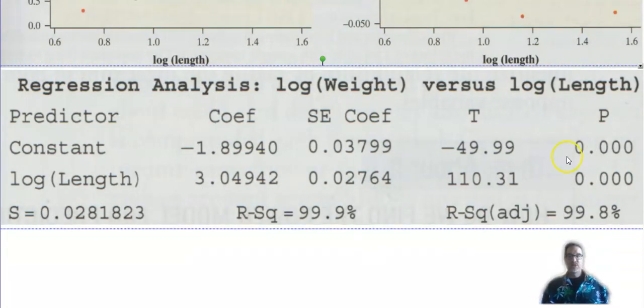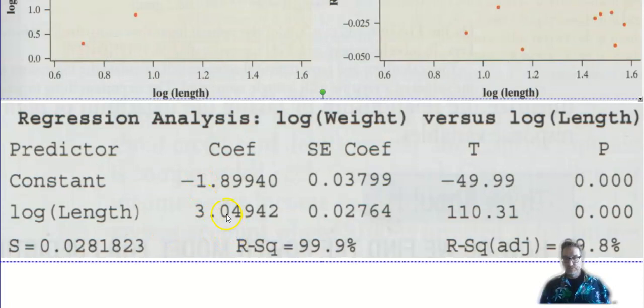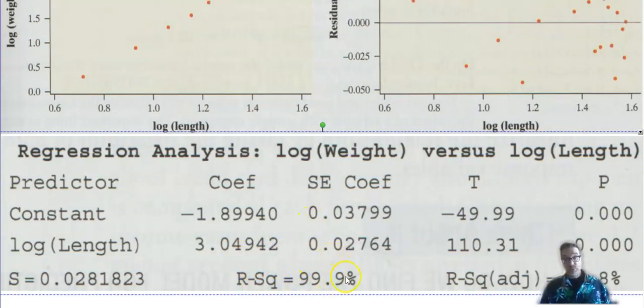And then here is some of my summary data. They are telling me my y-intercept right here, negative 1.8994. And then the slope is 3.04942. And then I love this, r squared. Remember what r squared tells us? 99.9% of the log of weight is explained because of the log of length. It's going to be very difficult to get closer than that.